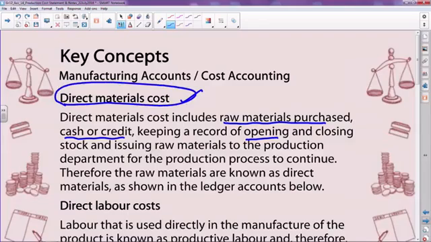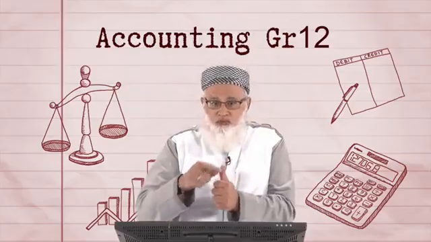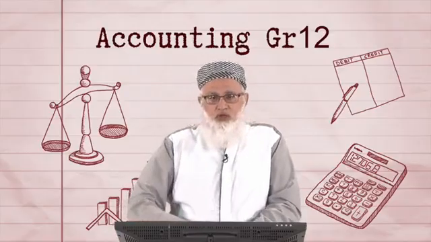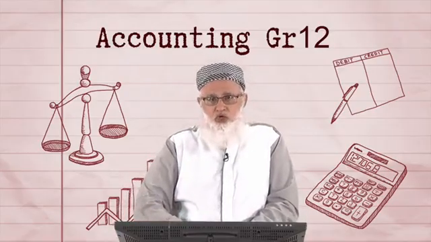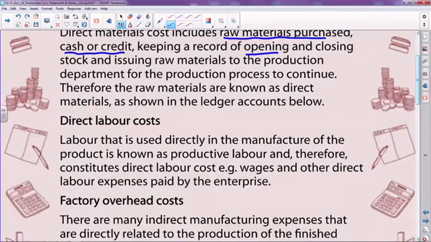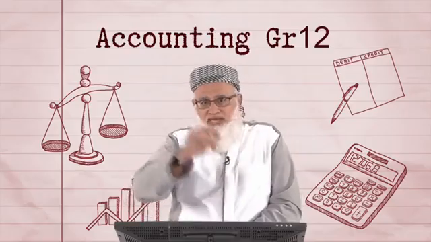Important to note that the three cost components that go into manufacturing would be: one, your direct materials, which we have just discussed. Secondly, you look at your direct labor cost account. Again, the labor that is used directly in the manufacture of the product is known as productive labor, and therefore constitutes direct labor. In other words, I want you to visualize a factory.